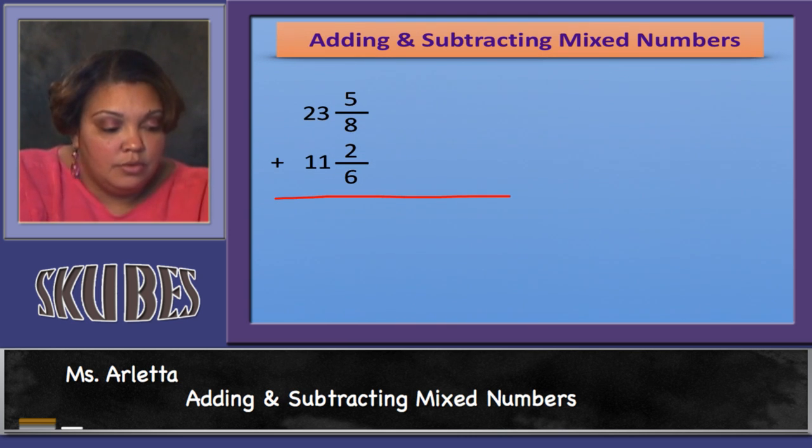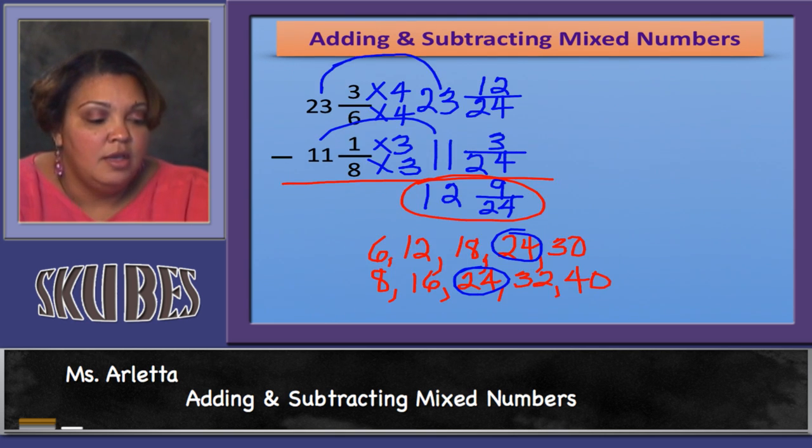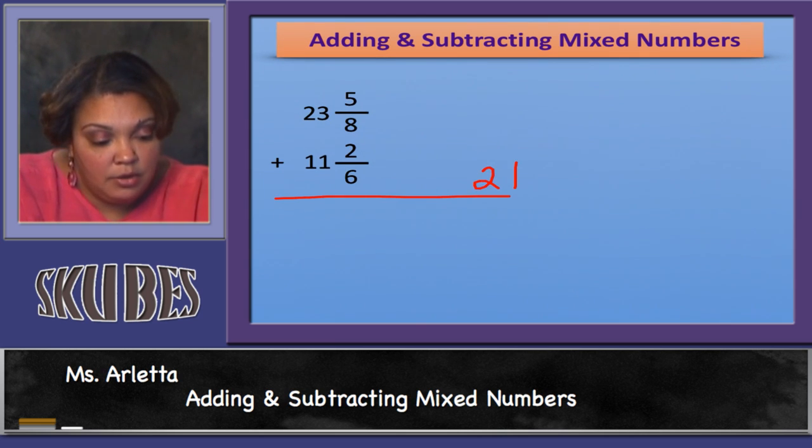The next number is 23 and 5/8 plus 11 and 2/6. We have an 8 as a denominator in the first number and a 6 as a denominator in the second number. If my memory serves me correctly, and I'm just going to backtrack, we had an 8 and a 6 in the last one, so we already know that our common denominator is 24. In this case, we don't have to list those multiples because we already know. Let's go ahead and put our common denominator over here.